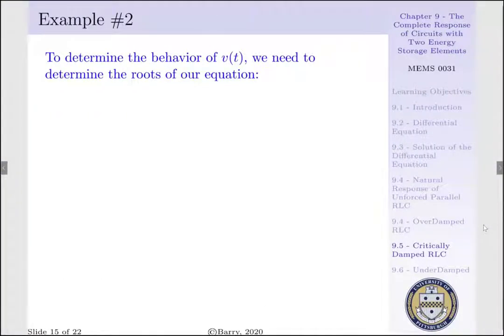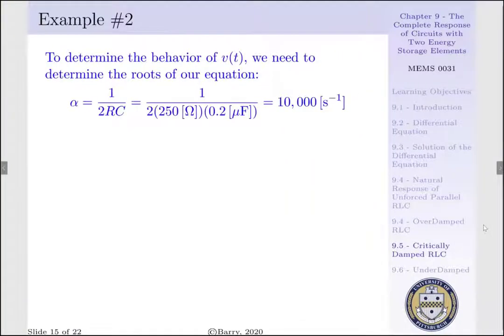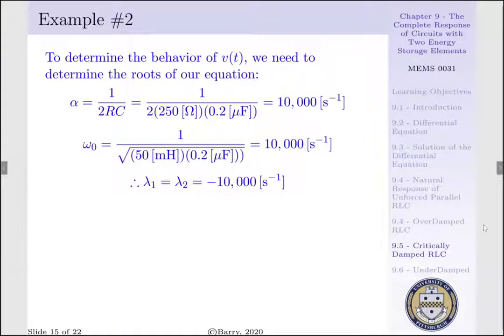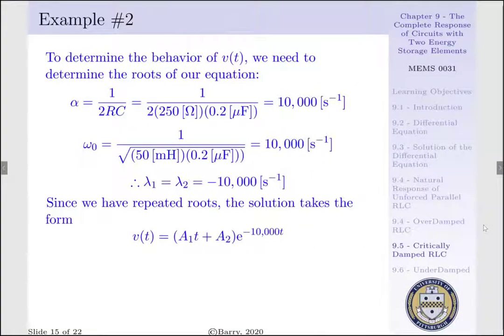Now, to determine the behavior of our circuit, we need to determine the roots of our equation. Alpha is equal to 1 per 2 RC, which we find to be 10,000 seconds to the minus 1. Omega naught, which is 1 per the square root of LC, is found to be 10,000 seconds to the minus 1. Thus, lambda 1 is equal to lambda 2, which is equal to minus 10,000 seconds to the minus 1. We have two repeated roots. Since we have repeated roots, our solution takes the form v of t is equal to a1 t plus a2, this quantity times e to the minus 10,000 t.